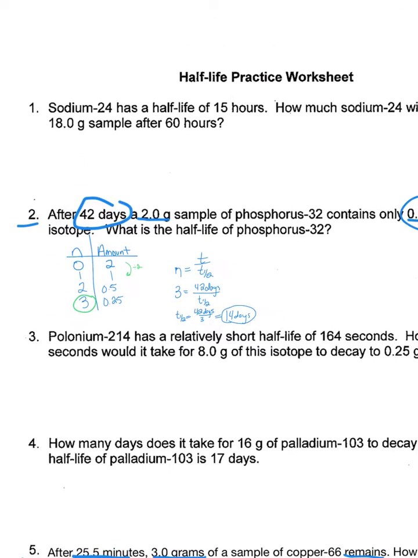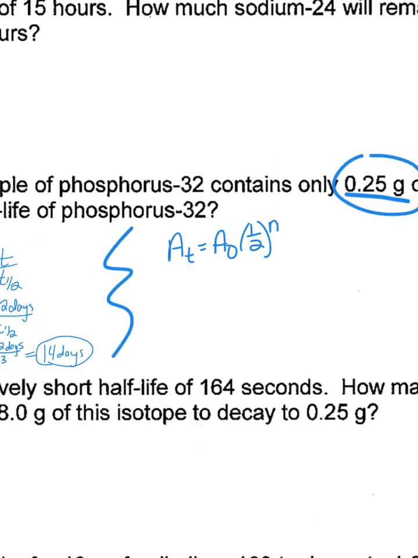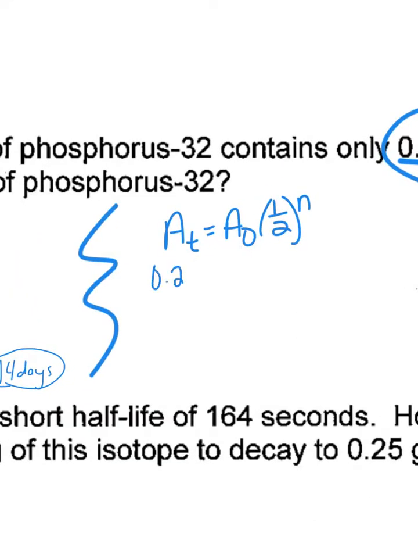Instead of starting with the chart, I could have started with an equation instead. So alternately, I could have started with the A_t equals A_0 times 1/2 to the n power equation. And I know A_t, that's the amount that remains, 0.25. I know A_0, that's the initial amount, it told me 2. 1/2 stays the same. And I'm not sure of n, the number of half-lives, but I can solve for it. If I do 0.25 divided by 2 in my calculator, I get 0.125 equals 1/2 to the n power.